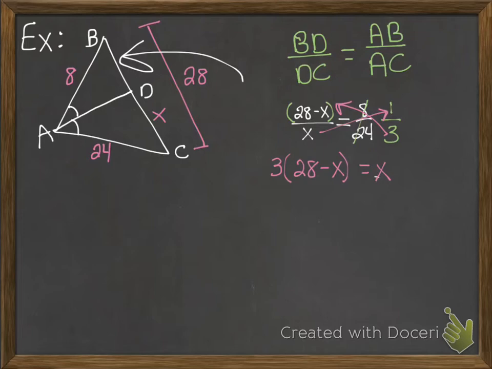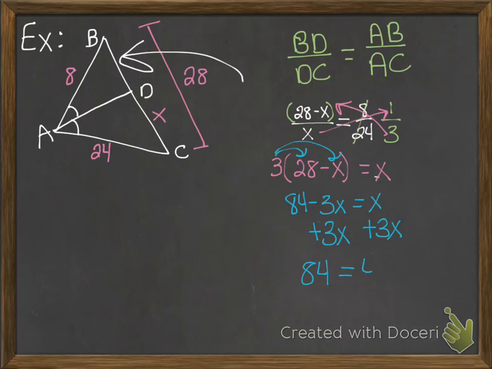How do I approach this problem? What do I do now? Distribute. Good, let's distribute. What's 3 times 28? 84. Good. 84 minus 3x equals. All right, now what? Plus 3x. And then you get 84 equals 4x. And then you divide by 4, and then you get 21. Perfect.